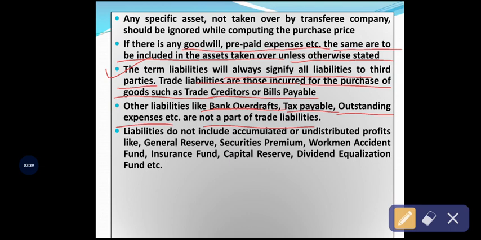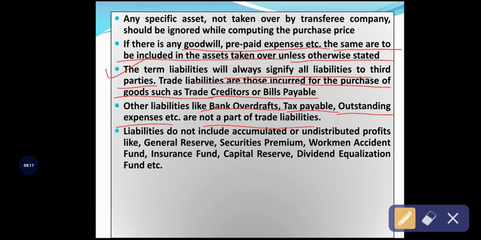Even though they are related to liabilities, we are not considering them as a part of liability to calculate the purchase consideration under the net asset or net worth method. So you have to keep it in mind. If you conform to these conditions, it will definitely be very easy to calculate the purchase consideration under the net asset method or net worth method. Observe all the points and conditions, and you have to know all the conditions to calculate the purchase consideration under the net asset or net worth method.